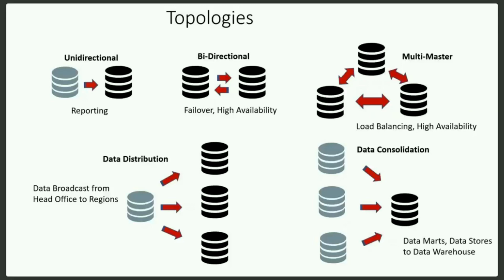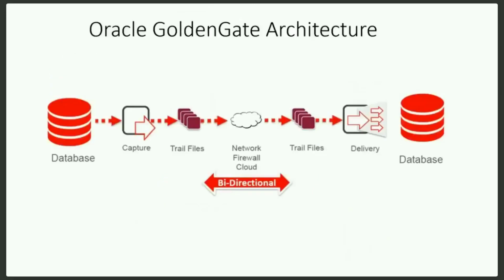You also have multi-master, and on the bottom left, you can see something called data distribution. Maybe I need to broadcast data from, say, head office to the regions. So I'm broadcasting data, and the converse of that is data consolidation, where I have maybe a number of small, varied sources, different databases, different platforms, different versions, and I want to consolidate all that data into a central data warehouse. So these are the different topologies of GoldenGate.